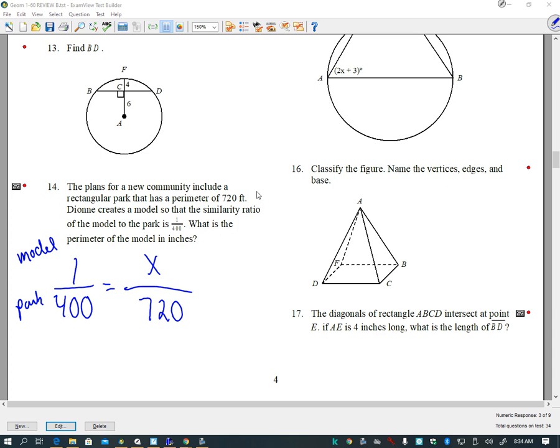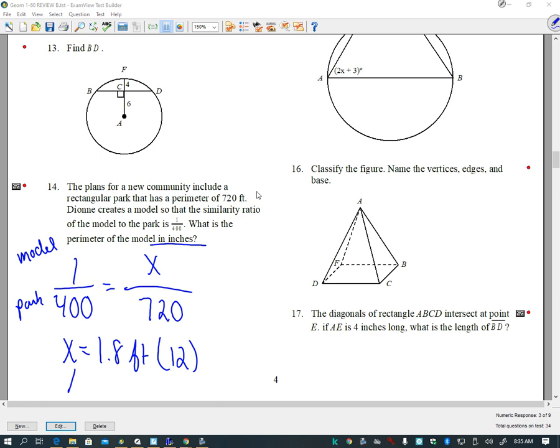So 1 times 720 is 720, and then I'm going to divide 720 by 400, right? What's 720 divided by 400? 1.8. All right. So we get X is 1.8, but this is in feet. We want inches. Okay? What do I need to do with 1.8? How do I get it into inches? Times 12, because there's 12 inches in a foot.